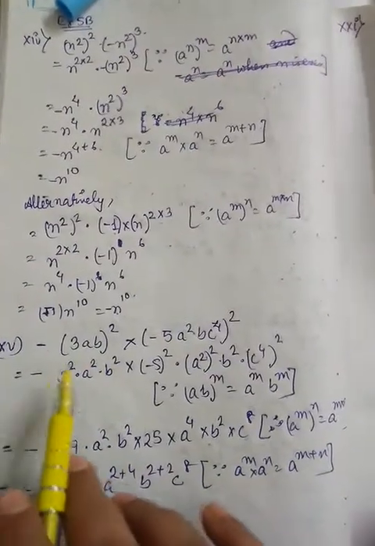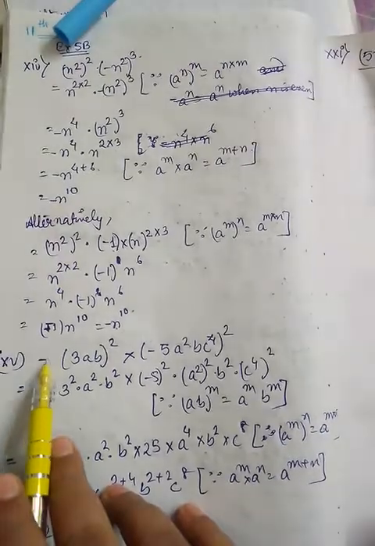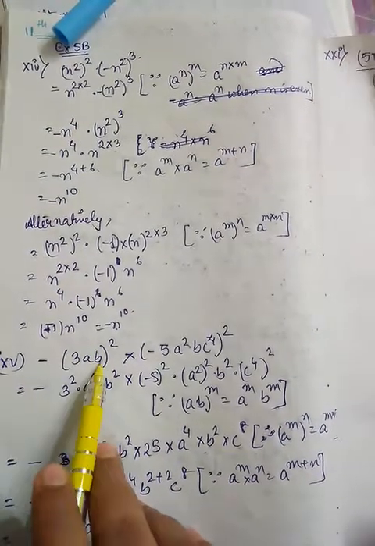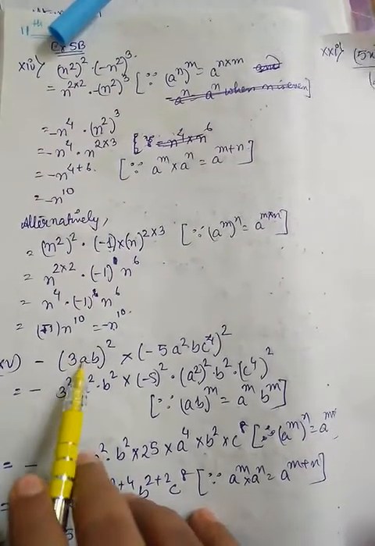Okay, now moving on to the next. See here, minus is outside the bracket, that means this negative is not a part of 3ab. This negative is a part of the whole question. So minus 3ab whole square.